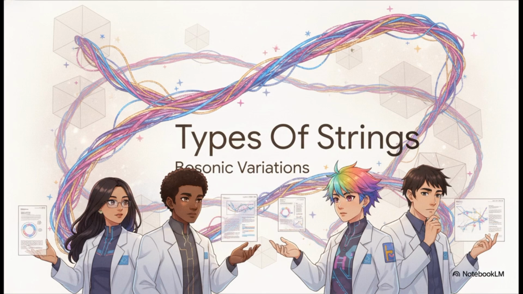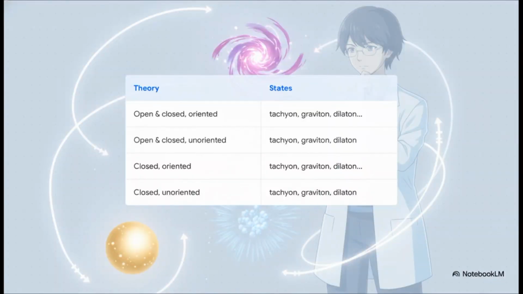Let's categorize the variations within this wild 26-dimensional framework. So there are 4 possible bosonic string theories, and they depend on basically 2 things: whether open strings are allowed alongside closed strings, and whether the strings have a specific orientation. A specific orientation just means that 2 strings can only merge if they have the same orientation on their world sheet.